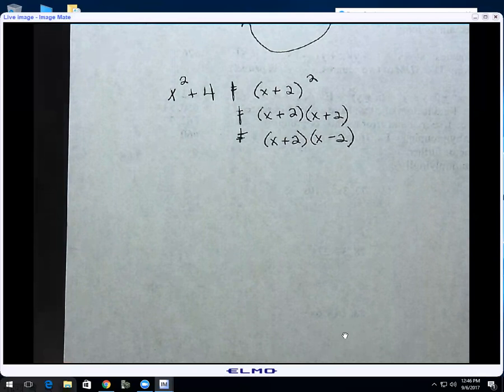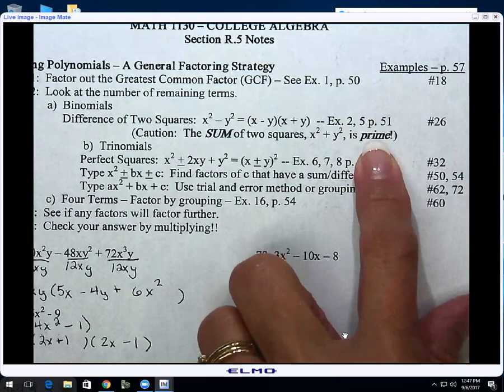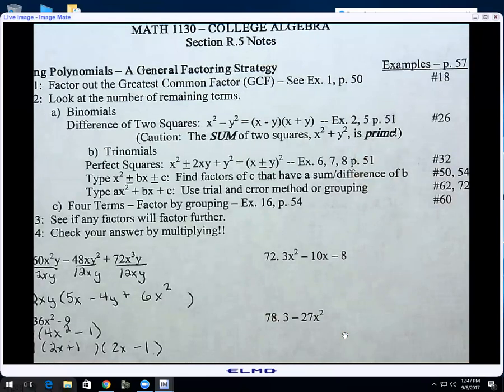So what's that word we use in basic math for a number that has no factors other than 1 and itself? That's a prime number. And in algebra, we say that something that cannot be factored is prime. Just like 7 can't be factored other than 1 times 7, x squared plus y squared can't be factored. So let's go on to trinomials.